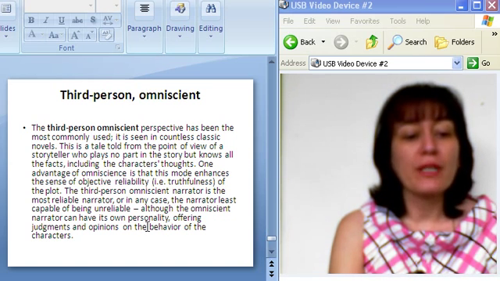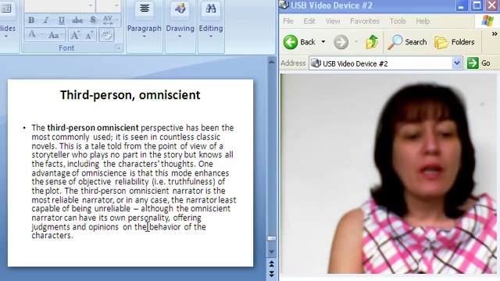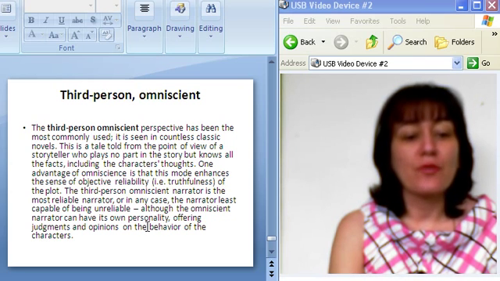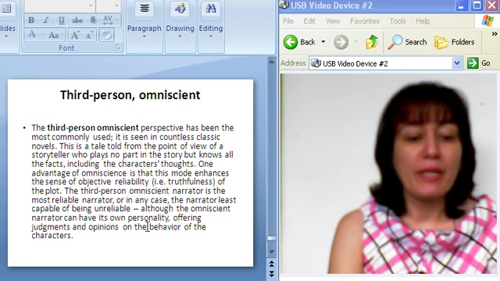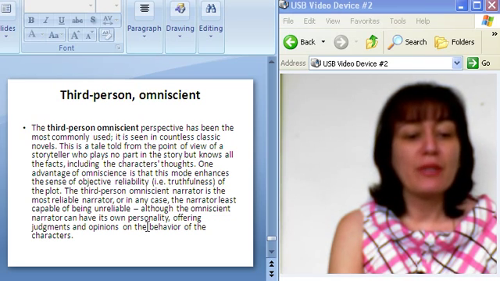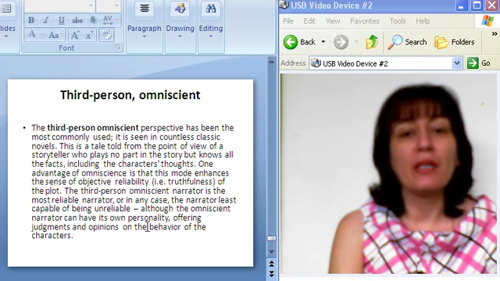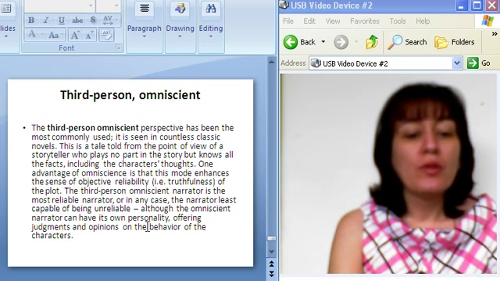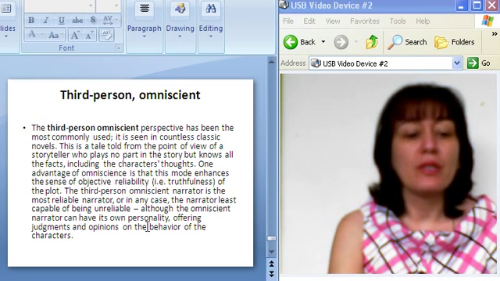One advantage of omniscience is that this mode enhances the sense of objective reliability, in other words, truthfulness, of the plot. The third-person omniscient narrator is the most reliable narrator, or in any case the narrator least capable of being unreliable. Although the omniscient narrator can have its own personality, offering judgments and opinions on the behavior of the characters.